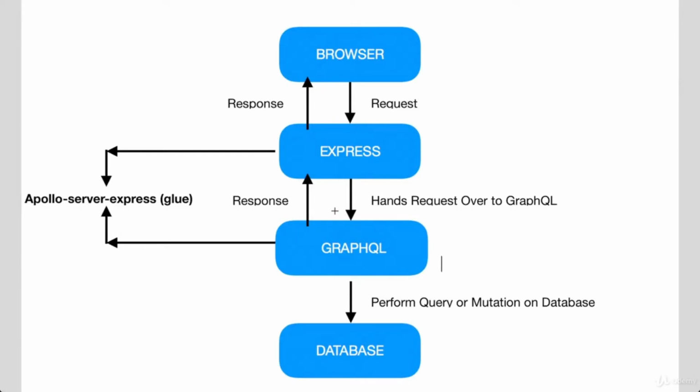Now what does GraphQL even do? Well, GraphQL, in simple terms, makes it easier and more efficient to perform queries or mutations on a database. In our case, assume that a user went into the browser and made a request to query something that's inside of our database. The query request goes to Express. Express is going to hand over that request to GraphQL, which is then going to perform that query on a database. Once it does that, GraphQL is going to send back a response to Express, and Express sends that response back to the browser, giving the client the data that was requested by the query.